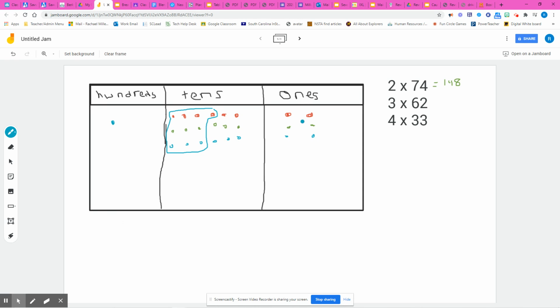Let's check my ones. 2, 4, 6. So we don't have 10 ones, we have 6 ones. So we are going to leave it as it is. So my answer for 3 times 62 is going to be 100, 8 tens, and 6 ones. 186.